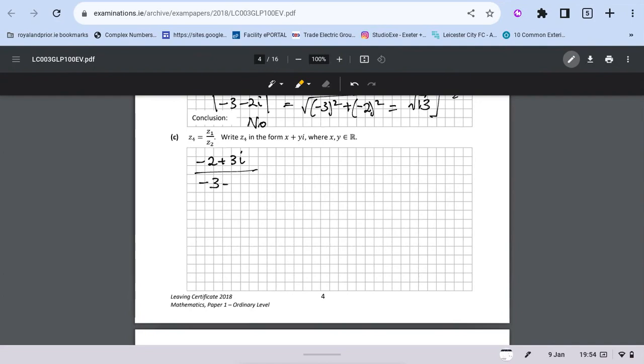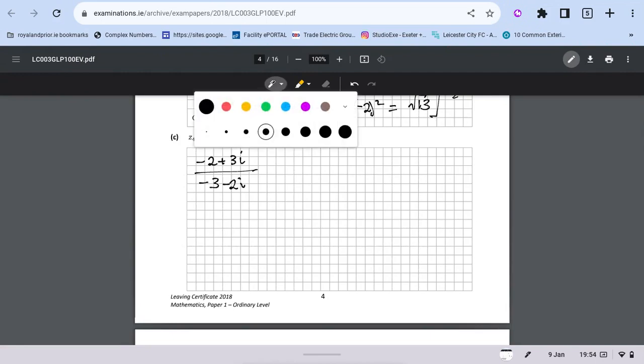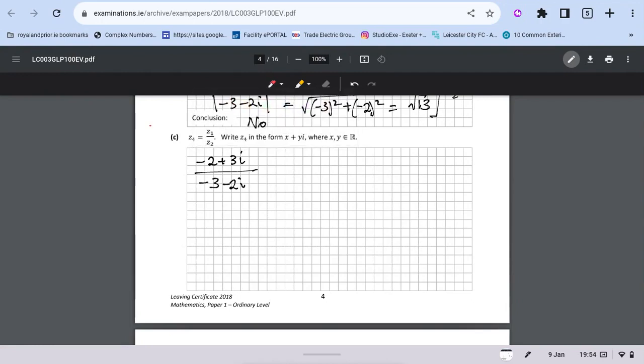I have my exam papers open here, so that's why I'm seeing the numbers. I'm just taking from the top on the page.